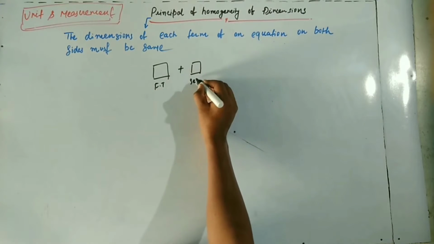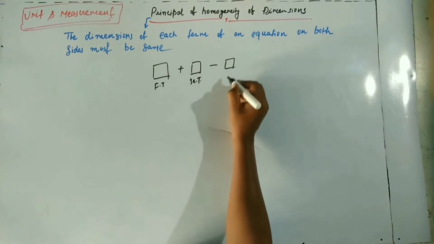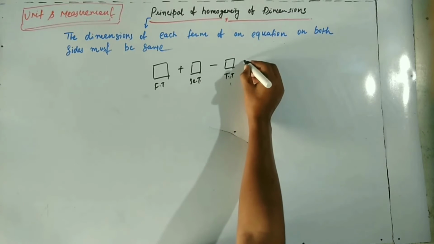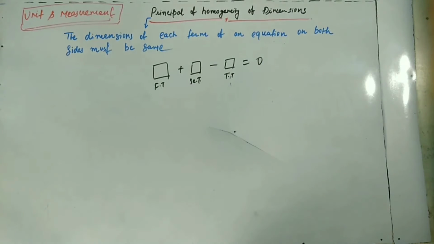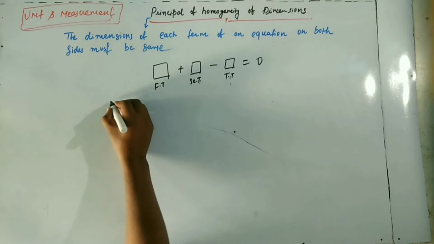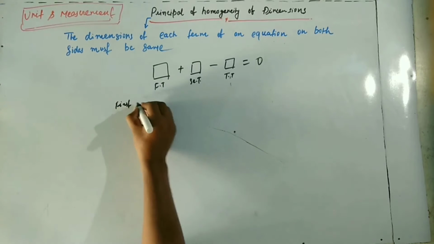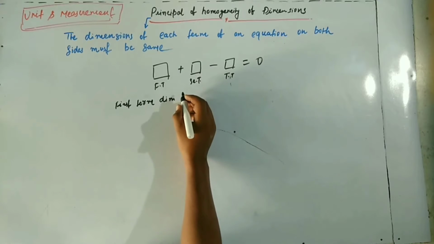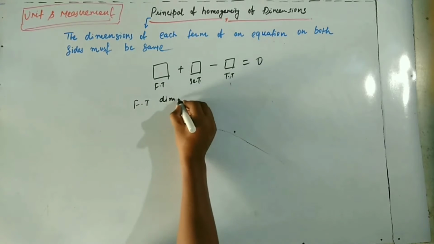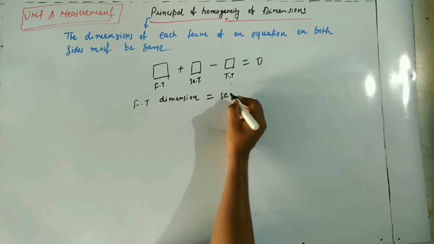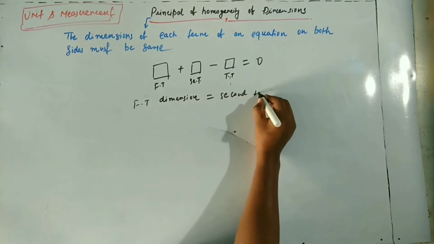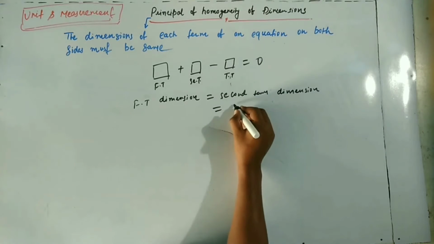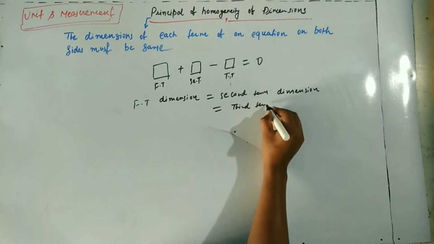For example, we take three terms: first term, second term and third term. We can add or subtract these three terms if their dimensional formula is the same. That is, if the first term's dimensions equal the second term's dimensions equal the third term's dimensions, then we can add or subtract these terms.